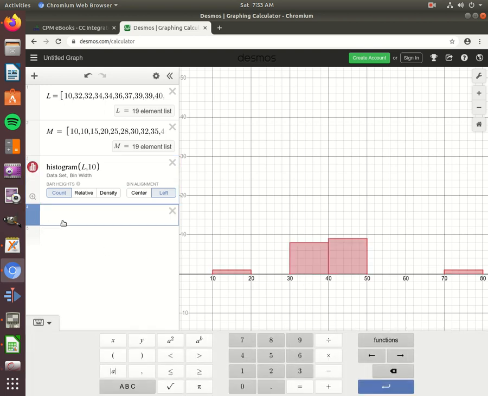I will now go with the box plot. You can see Desmos makes this really easy. It's right on top of it. So again, I'm going to do an offset of like 5. I guess I'll do an offset of like 15. So you can see I have that data right there.